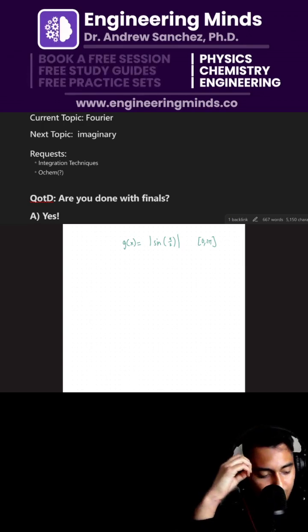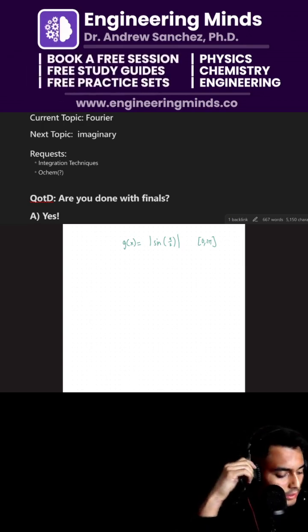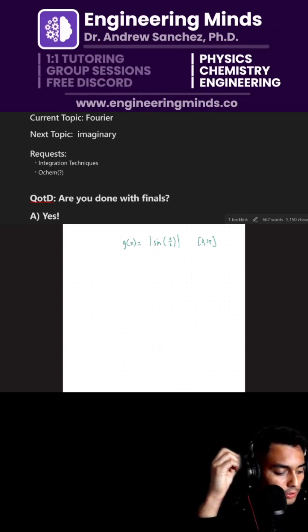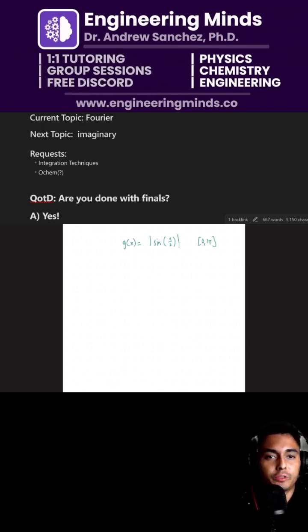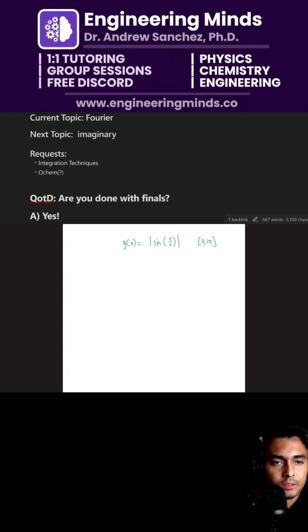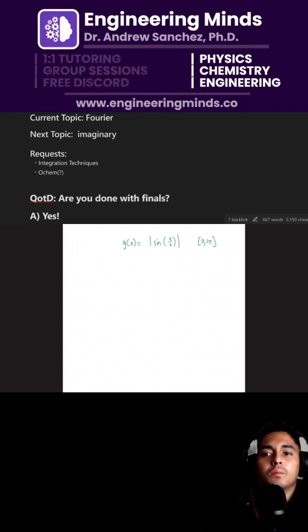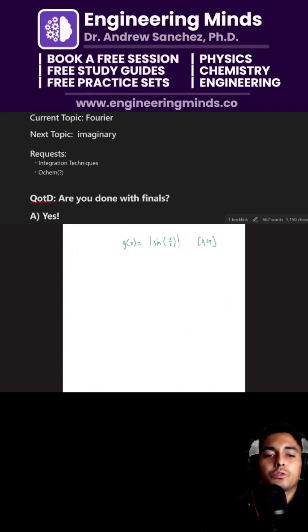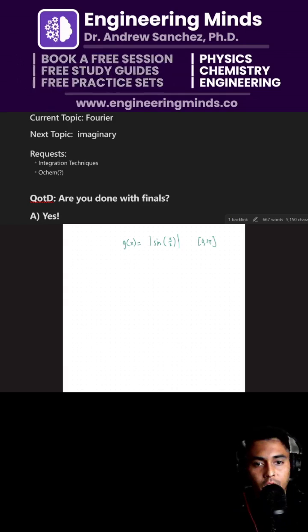So we have the Fourier series of g of x equals the absolute value of sine of x over 2, from 0 to 2 pi. Okay, and let me get the formula for Fourier series up.